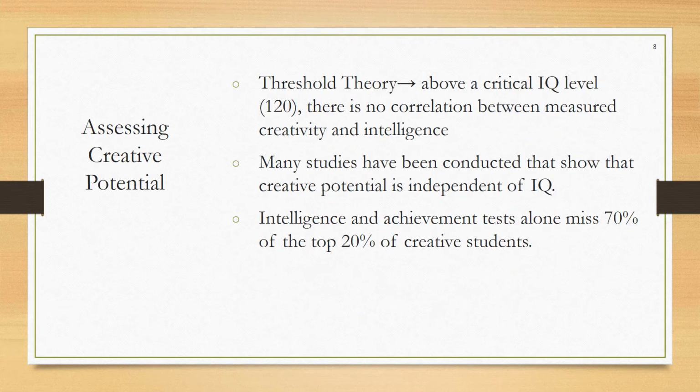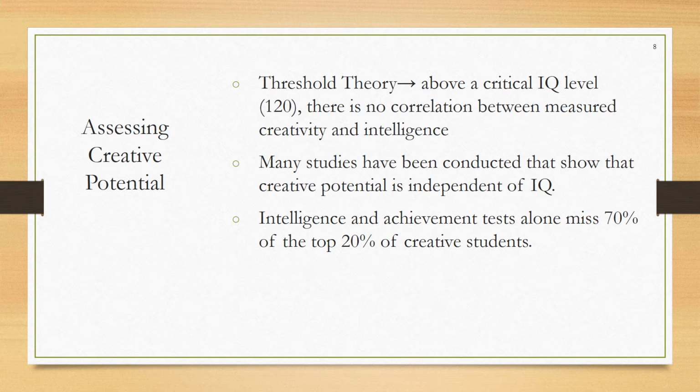So, how do you go about assessing creative potential? Before we talk in depth about the tools, let's talk a little bit about the threshold theory. And that is this idea that above a critical IQ level of 120, there is no correlation between measured creativity and intelligence. So, you'll recall that the mean population IQ is about 100.